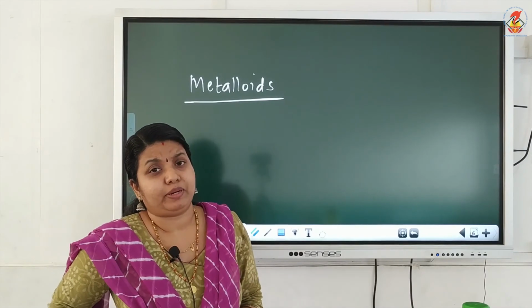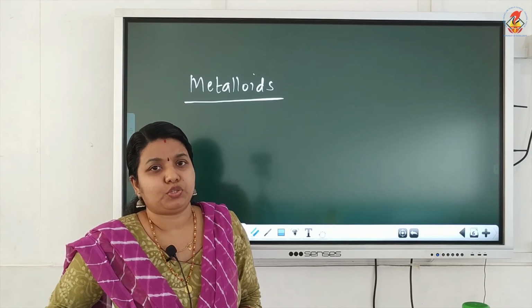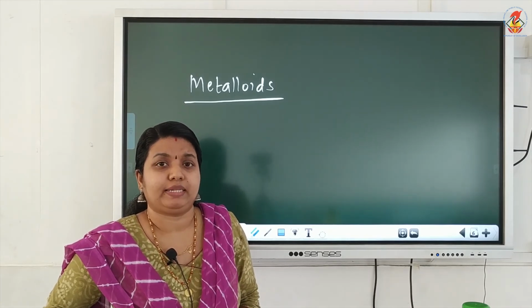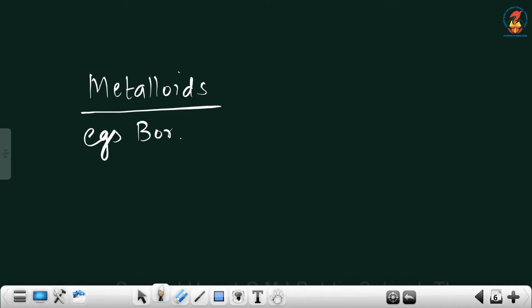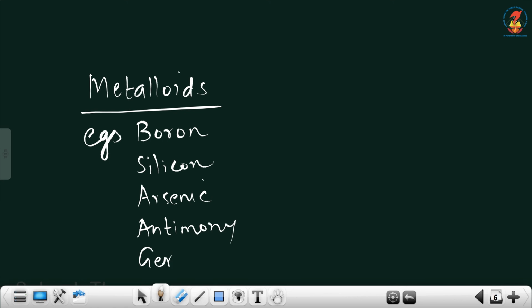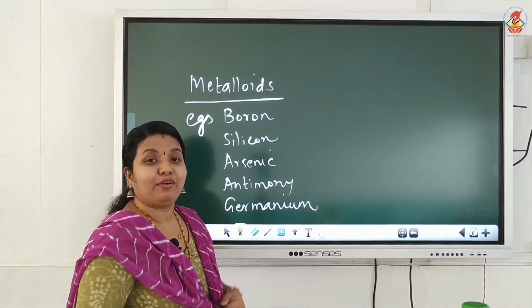The elements which show the properties of both metals and non-metals are known as metalloids. Examples are boron, silicon, arsenic, antimony and germanium. Please learn these names: boron, silicon, arsenic, antimony and germanium. These are known as metalloids.